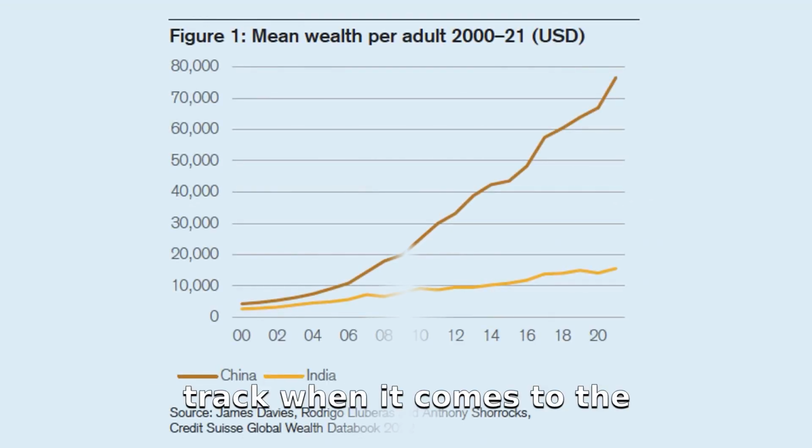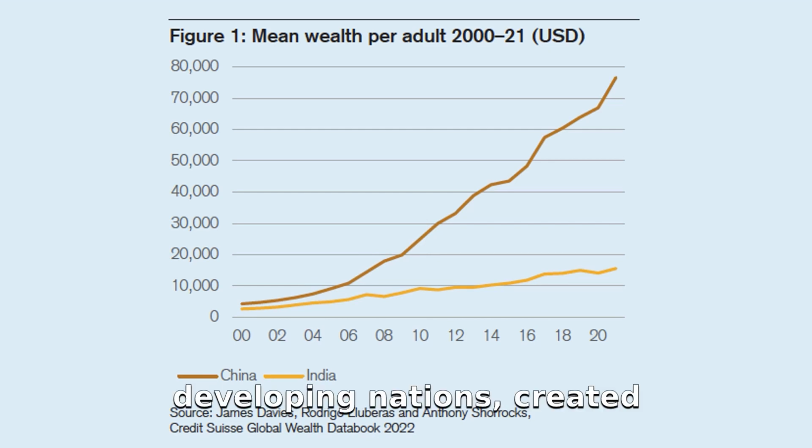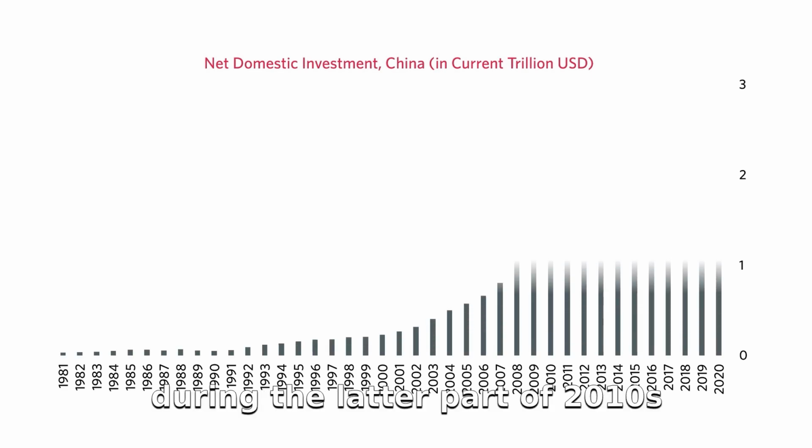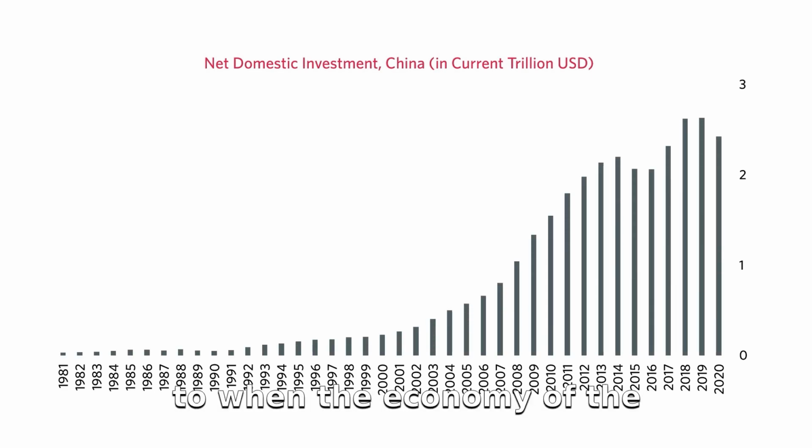The amount of new wealth, the single biggest factor to track when it comes to the progress made by the developing nations, created by China during its peak growth over the past 4 decades is extraordinarily high. The nation kept adding trillions of dollars in new capital and wealth each year during the latter part of the 2010s, when the economy of the nation became quite big and it began benefiting from its sheer size.